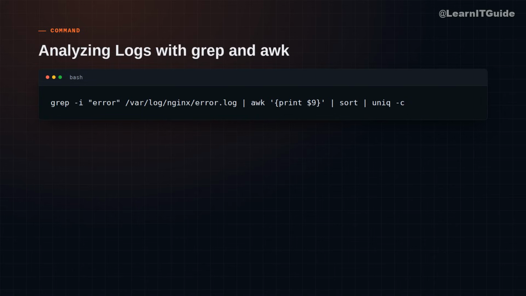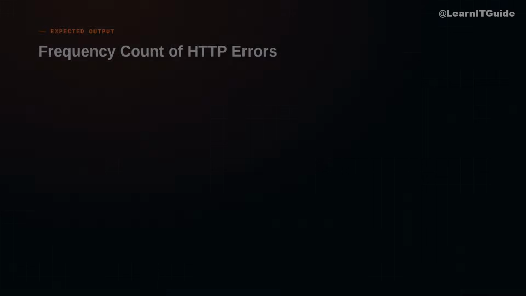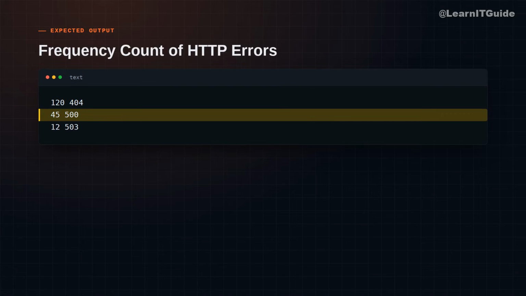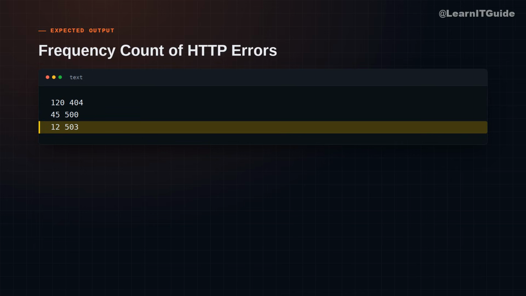Cloud support engineers spend most of their time in logs. The grep command filters lines, the awk command extracts specific columns, and sort with uniq -c counts the occurrences. This specific command finds all HTTP error codes in your Nginx logs and gives you a frequency count of each one. This output tells us that we have 124 404 errors, 45 500 errors, and 12 503 errors. This clearly identifies that our main problem is missing files, not just server crashes.